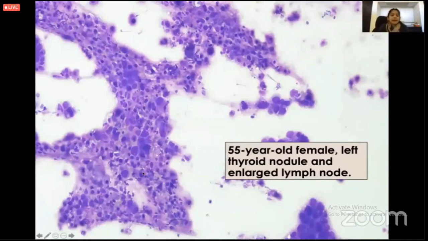As you can see in the background, meaning anybody can tell that's malignant. You have big and small cells, high NC ratio, overlapping. Looks like the background is not very clean. It looks dotty and granular and a bit dirty.